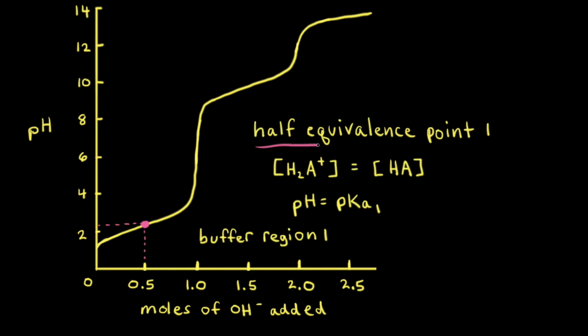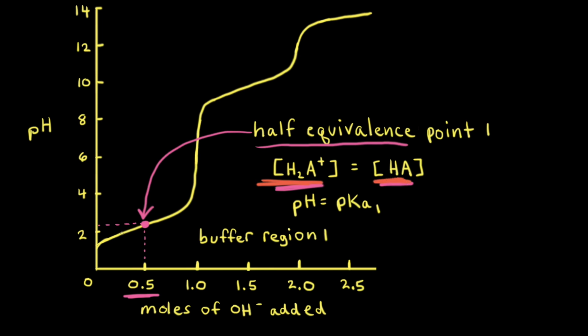Next, let's look at half-equivalence point 1 in more detail. So here is half-equivalence point 1 on the titration curve. If we started out with 1 mole of H2A+ and we've added 0.5 moles of hydroxide anions, we've neutralized half, or 0.5 moles, of the H2A+. Therefore, at the half-equivalence point, we have half a mole of H2A+ and half a mole of HA, which means the concentration of H2A+ is equal to the concentration of HA. And because at this point we have significant amounts of both the weak acid and its conjugate base, we've formed a buffer.